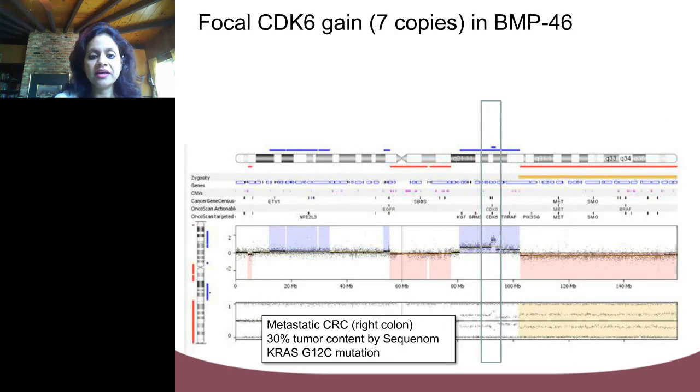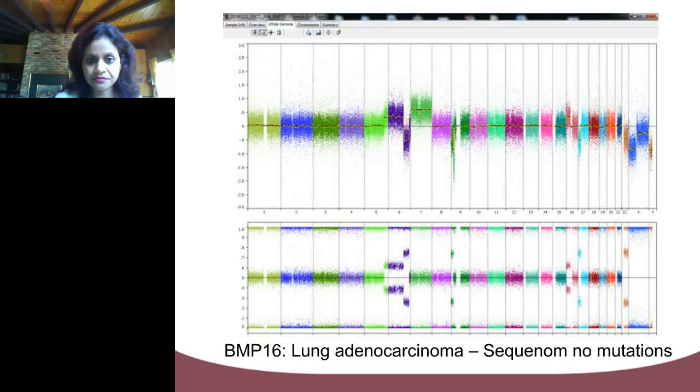Another case here where they found a KRAS G12C mutation. It's a metastatic colorectal cancer. And what they found was a focal CDK6 gain of 7 copies, which gives them one more target to look at in this relapsed cancer patient. Here is a lung adenocarcinoma patient, a relapsed cancer case. The oncologist is really looking for what else can be done to help this patient. Ran the Sequenom, 0 mutations.